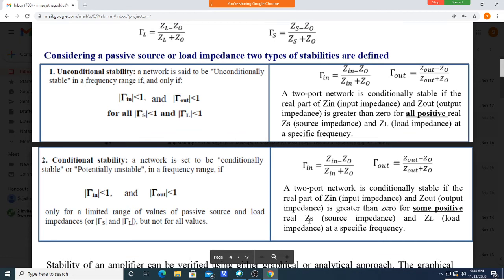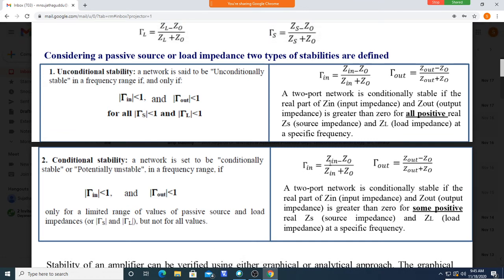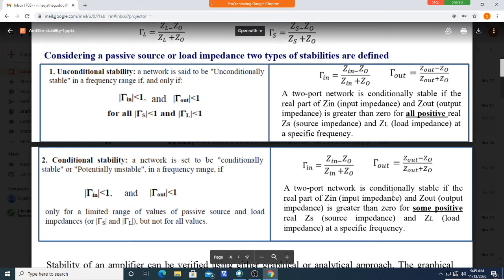For some values of Zs, the real part of Zout may become negative. If the real part of Zout becomes negative, tau out becomes greater than 1. That means the amplifier starts oscillating. Similarly, Zin depends upon ZL. For some values of ZL, the real part of Zin, the resistance value, becomes negative. If the resistance value becomes negative, tau in becomes greater than 1, so the system starts oscillating. So for some values of Zs and ZL, if tau in or tau out becomes greater than 1, it is conditionally stable.